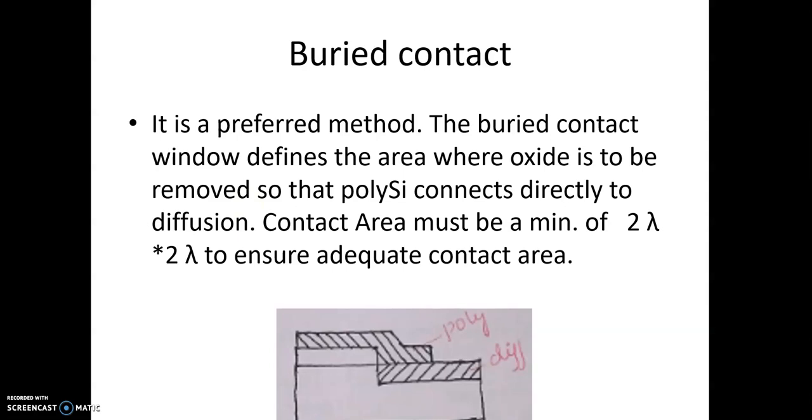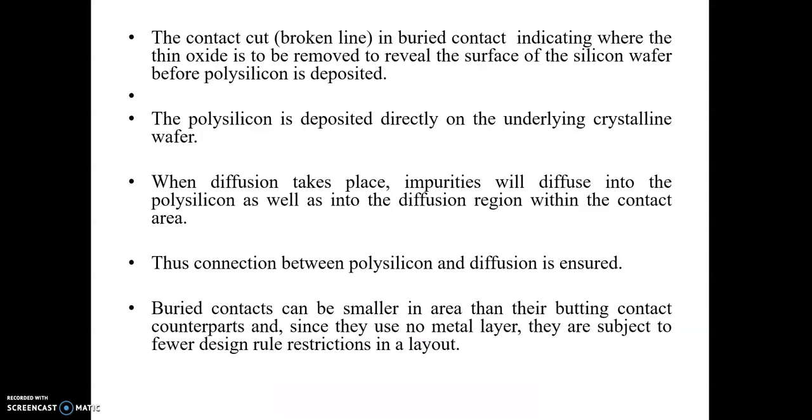Next one is the buried contact. In this buried contact, in the area of 2 cross 2, the oxide layer is removed till the bottom silicon wafer is seen. Then on that the polysilicon is deposited. Then in that 2 cross 2 area, N or P diffusion is done, and impurities are diffused into that. This gives a connection between polysilicon and diffusion in that particular area.